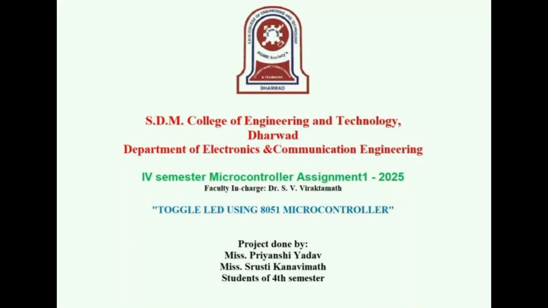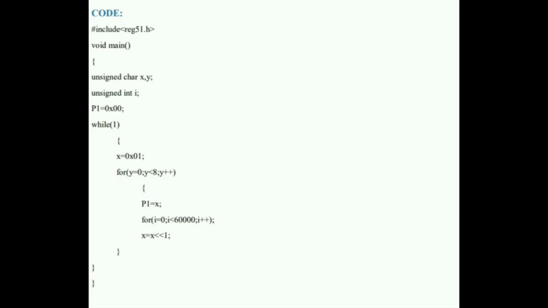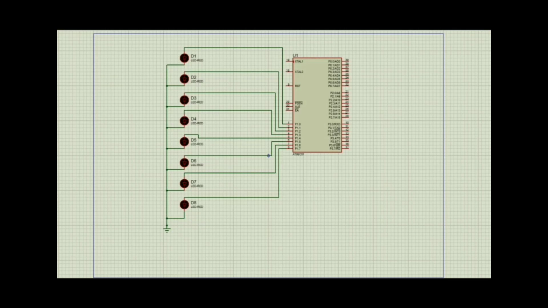Hello everyone, I am Shushti Kagvimat with my project partner Priyanshi Yadav. We are from ENC department of 4th SEM B division. Our project is toggle LED using 8051 microcontroller. So the components used here are AT89C51 microcontroller and LEDs. Toggling an LED means turning it on and off alternately at regular intervals.